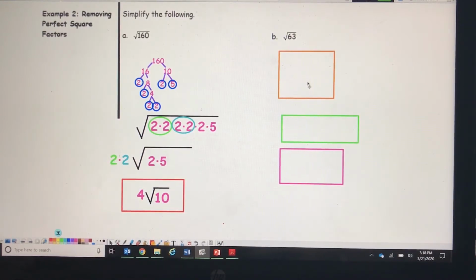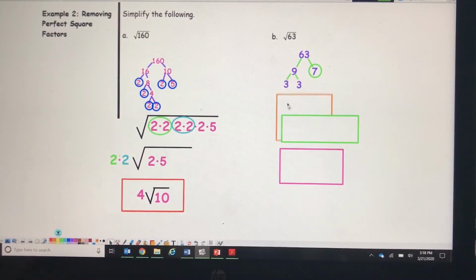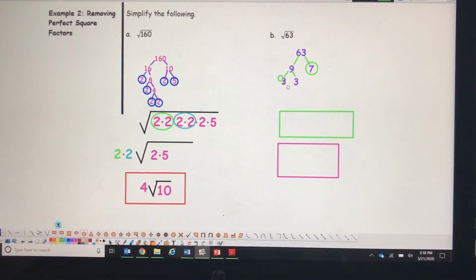Let's try the square root of 63. Most of you probably decided to do 9 times 7. 7 should get a circle since it is a prime number. I'm going to circle my 7. 9 is not, however, so I need to go down to 3 and 3. I'm going to circle 3 and I'm going to circle 3 like so because those are prime numbers.